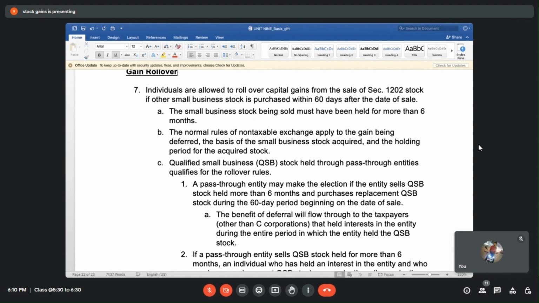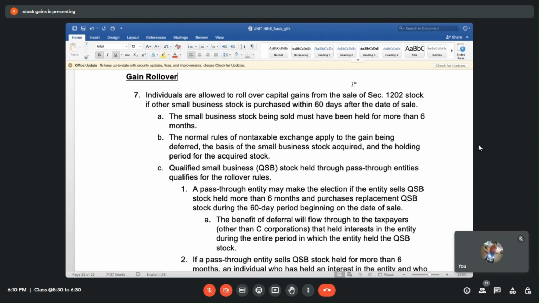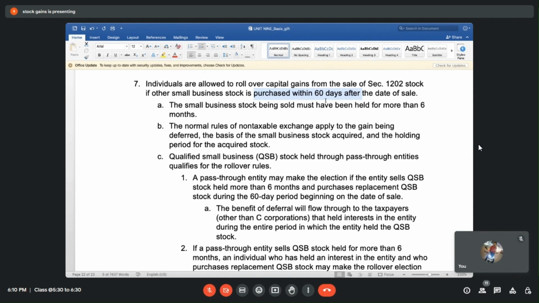So same thing, there are certain conditions here, but what we need to remember is there's something called gain rollover. If we are rolling over that amount into another QSBS stock, it has to be purchased within 60 days after the date of sale. Then you can avoid gain even on that amount on which you're not getting the 1202 benefit. So there are certain conditions for that also, that within 60 days it needs to be bought.